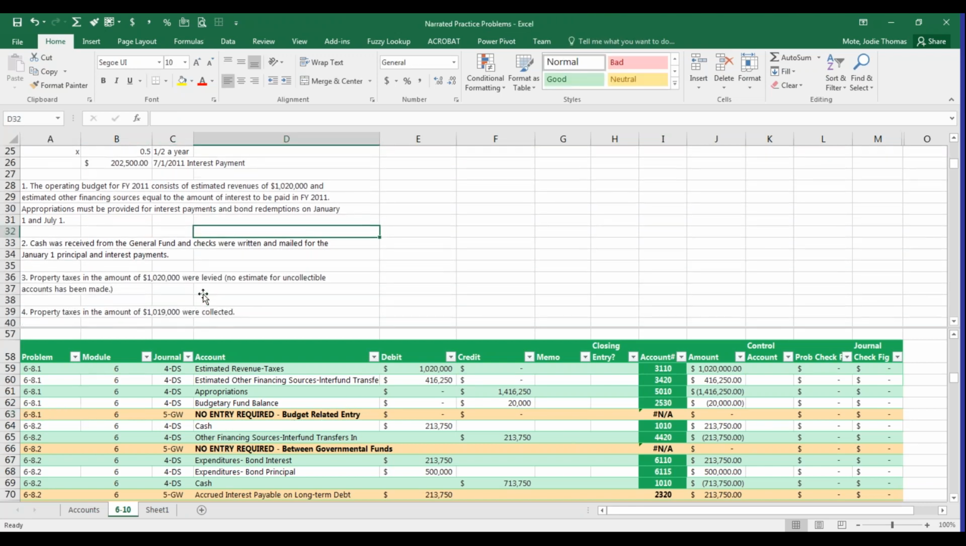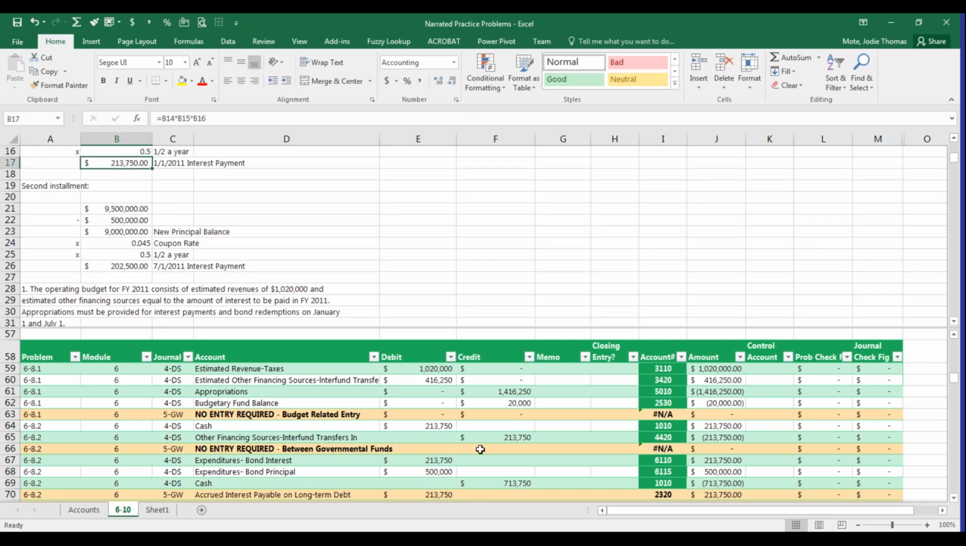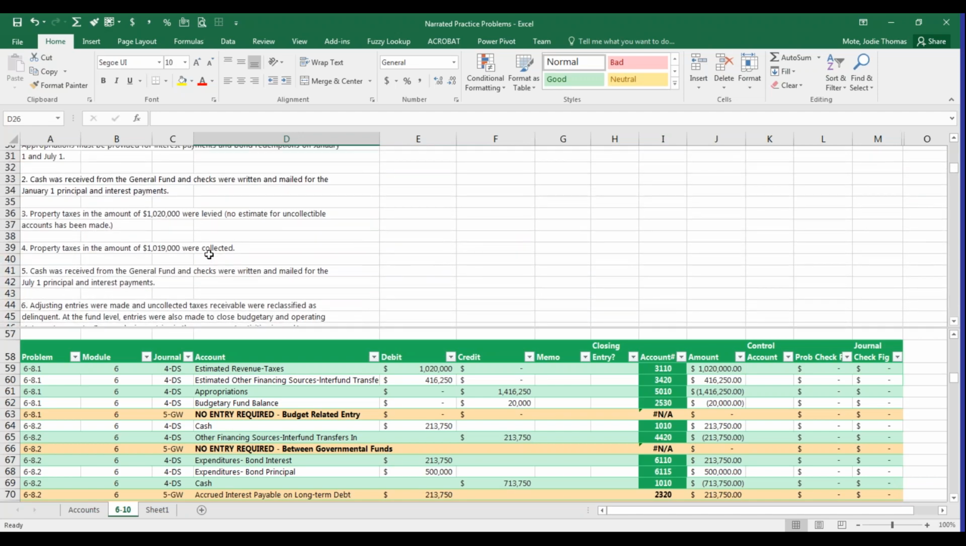All right, so we'll move on to number 2. We're actually going to pay the debt service. First, though, the cash to pay the interest payment was received by the debt service fund from the general fund. So you have to record that cash coming in. You've got a debit for $213,750. That's the cash coming in for that first interest payment that we calculated up here, and you credit other financing sources, interfund transfers in.